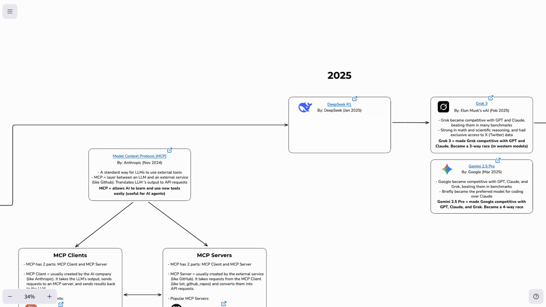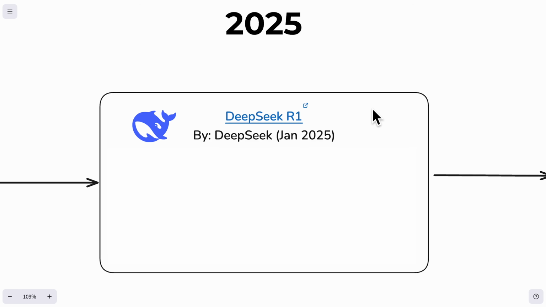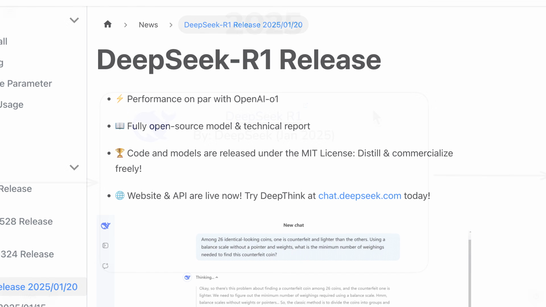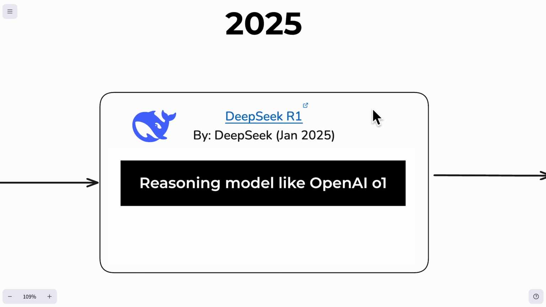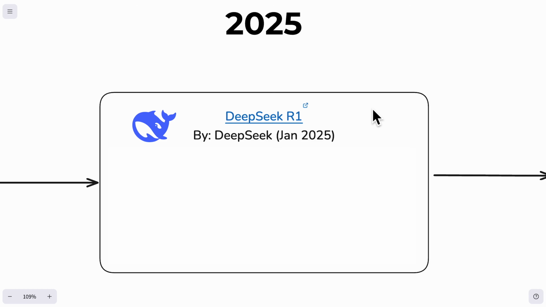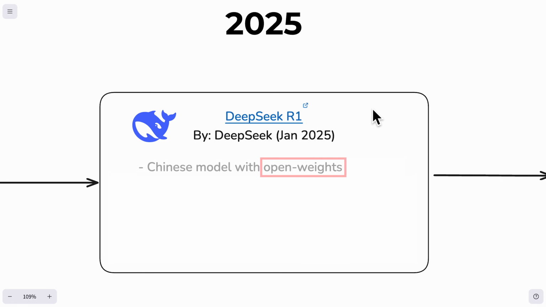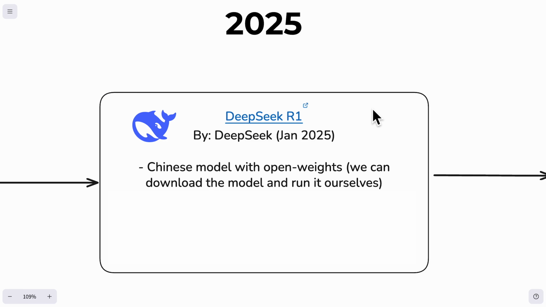Now let's move on to 2025. In January 2025, a Chinese company called DeepSeek released DeepSeek R1. DeepSeek R1 was a reasoning model like O1, and it was notable for a few things. First, it was competitive with GPT and Claude in many benchmarks. And most importantly, it was an open weights model. Open weights means we can download the model and run it ourselves, which we can't do with GPT or Claude.